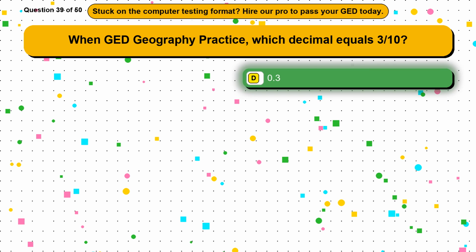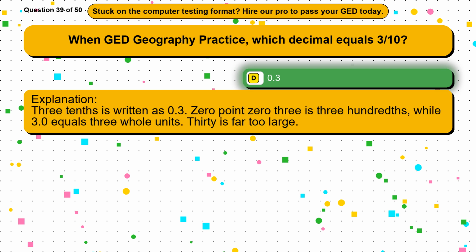The correct answer is option D. 0.3. 3/10 is written as 0.3. 0.03 is 3/100ths, while 3.0 equals 3 whole units. 30 is far too large.